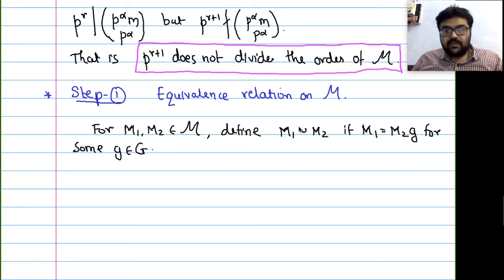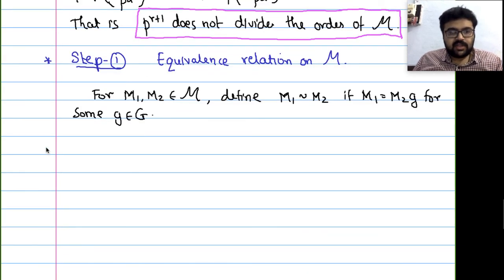Two subsets of G, we say that they are equivalent: M1 is equivalent to M2 if M1 can be written as M2g for some g in G. It's like a coset. Now we want to show that this is an equivalence relation. Let us not distract ourselves from this proof. We'll do this verification later.